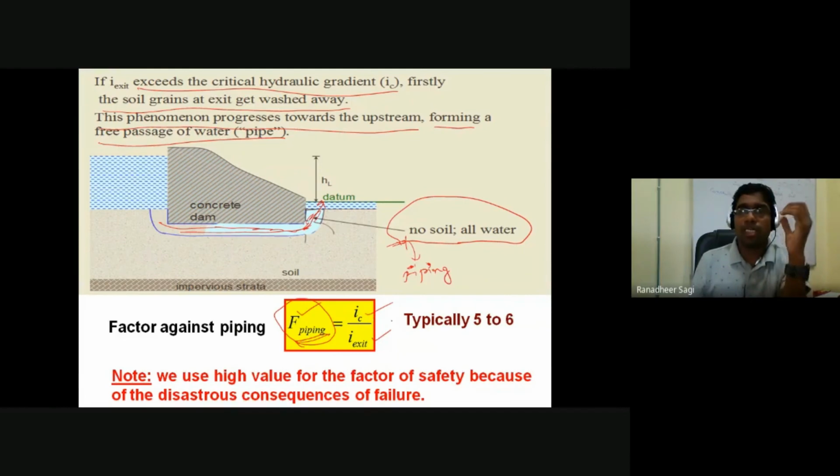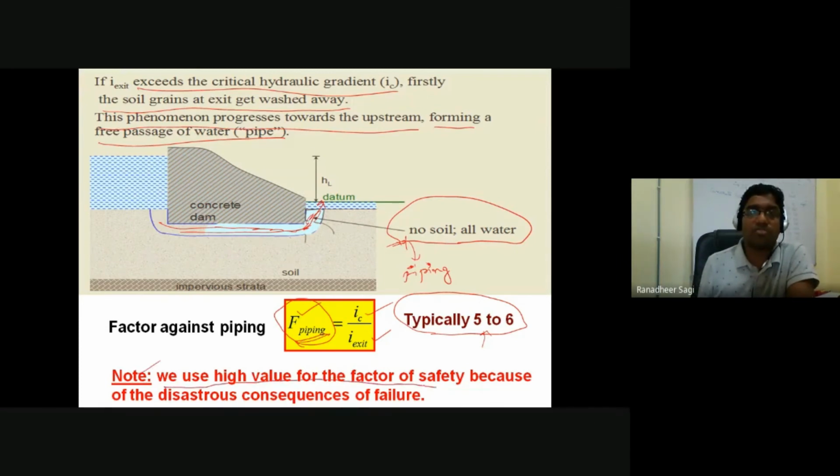Typically, in a proper design, if I want to ensure the safety of that hydraulic structure, we ensure a factor of safety against piping of somewhere around 5 to 6. A very high factor of safety is maintained to ensure that there will not be any failure in the hydraulic structure. There is a note specifically mentioned here: we use a high value for the factor of safety because of the disastrous consequences of the failure. If the soil grains on the downstream get carried away, we understand how disastrous the issue would be for that hydraulic structure. That's the reason we prefer to go for a very high factor of safety.